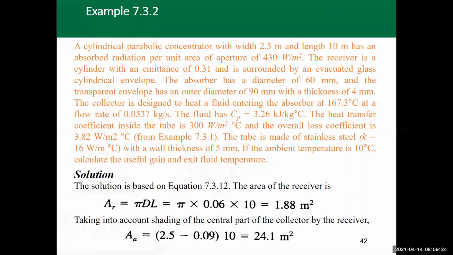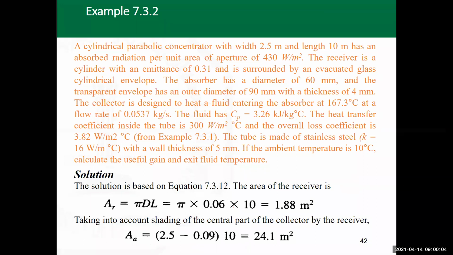The overall loss coefficient is already calculated, and if you remember, we did that in the previous example. So the value of the overall heat transfer coefficient we calculated in the previous example is considered here, 3.82 watt per meter square, assuming that the space between the two surfaces, the absorber and the cover, is evacuated, if you remember the number. The tube is made of stainless steel with a thermal conductivity of 16 watt per meter Celsius, with a wall thickness of 5 millimeters. The ambient temperature is 10 degrees centigrade.